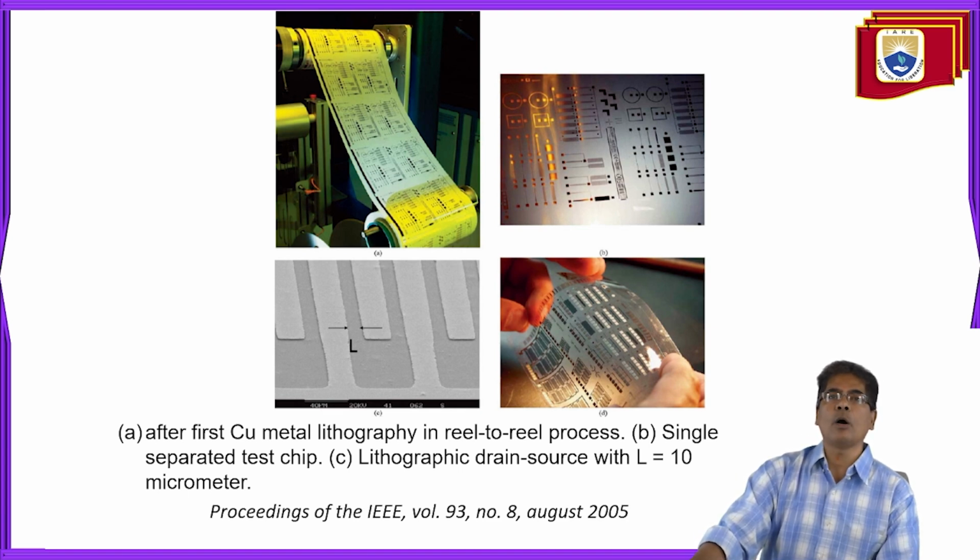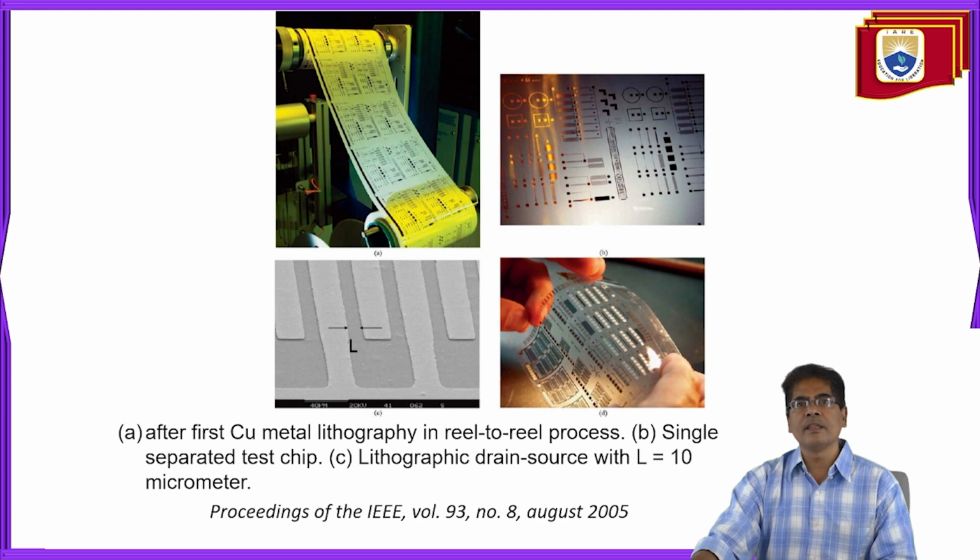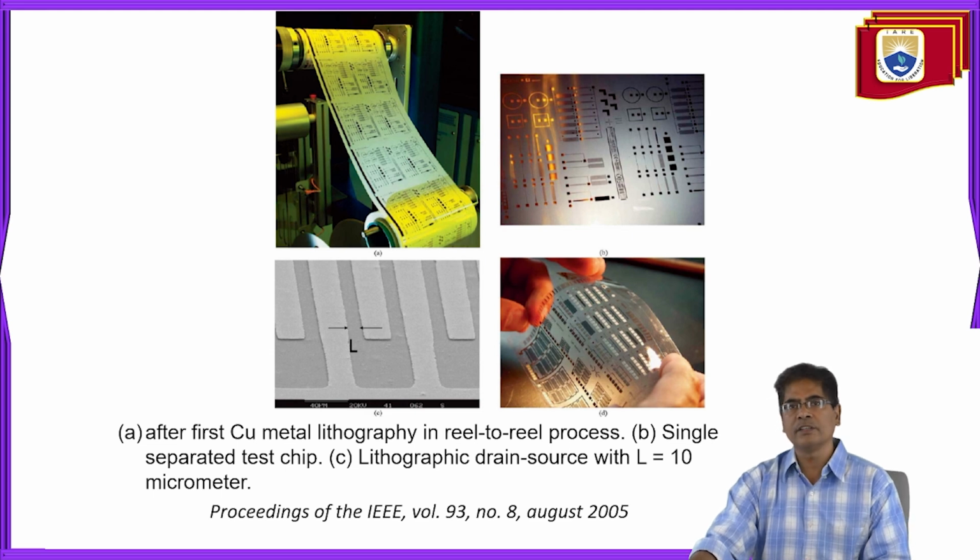The first is copper metal lithography in the reel-to-reel process, the second one is a single separated test chip, and the third one is lithographic drain source with L equals 10 micrometers. Right. So this is the process technology that we use for the fabrication of flexible electronics.